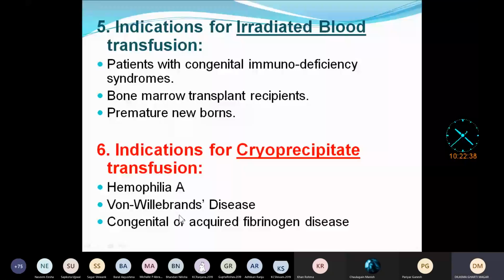I'll repeat the slide once again. Irradiated blood can be given in case of congenital immunodeficiency syndrome, bone marrow transplant recipients, and premature newborns. Now cryoprecipitate we can give in case of hemophilia A, hemophilia B, von Willebrand disease, and congenital or acquired fibrinogen disease. This slide is clear. Did you understand? Yes, ma'am. Okay.